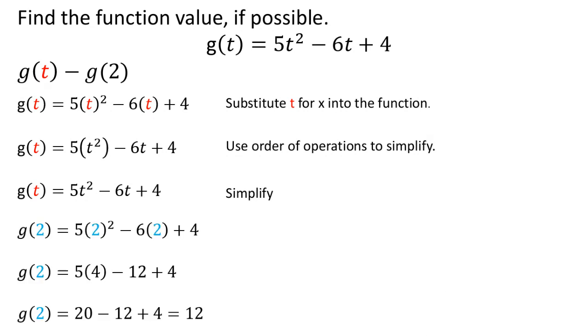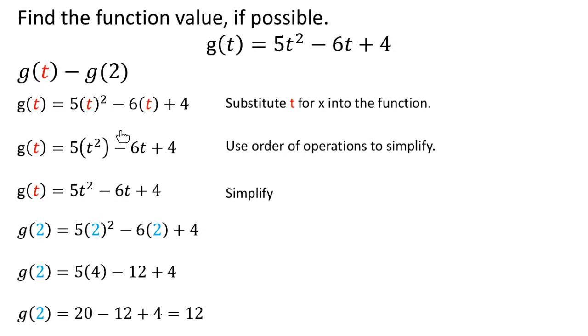Now for the g of 2, and I like to do them separate first so that we can see what each value is. G of 2, we're going to replace all the t's with the 2 and simplify. So 2 squared is 4. Negative 6 times 2 is negative 12. And then we have our plus 4. 5 times 4 is 20. Minus 12 plus 4 is equal to 12.